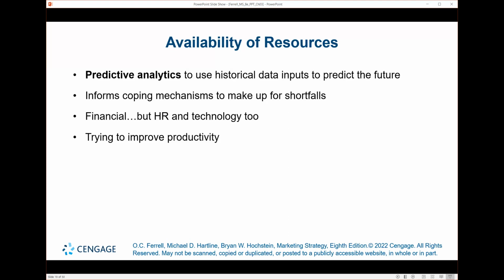Realize that the resources are more than just finances, but HR, technology. Ultimately, what you want to be able to do is predict the future by knowing where you are in all capital, physical or otherwise.